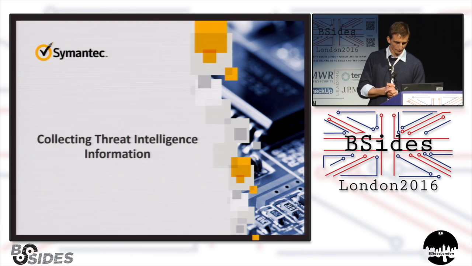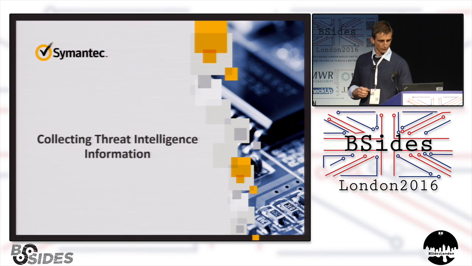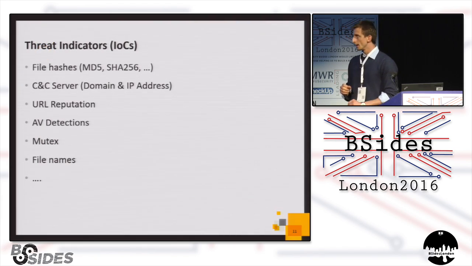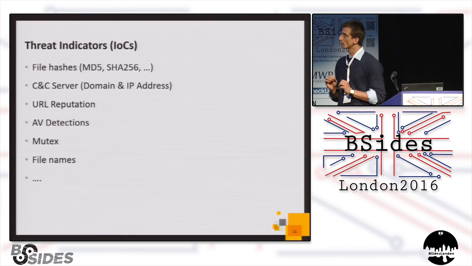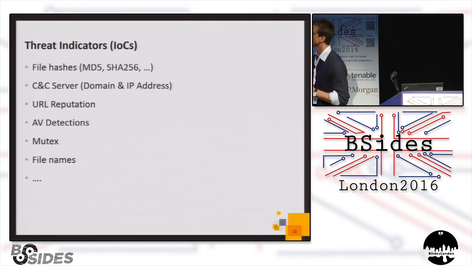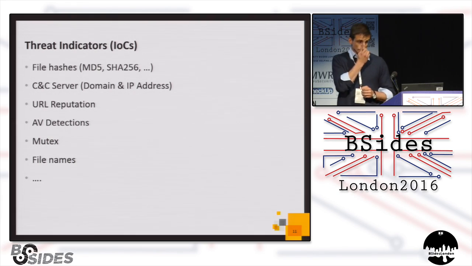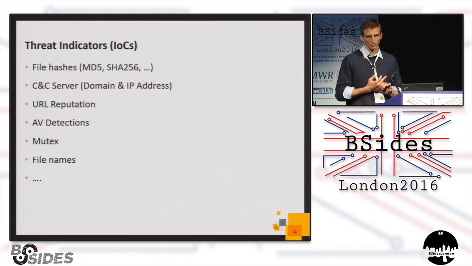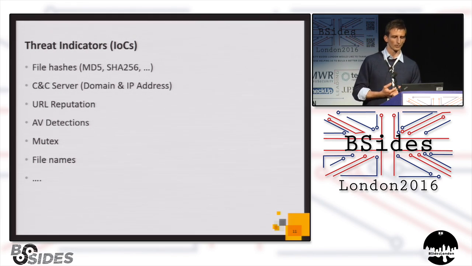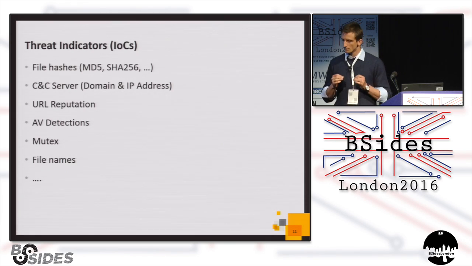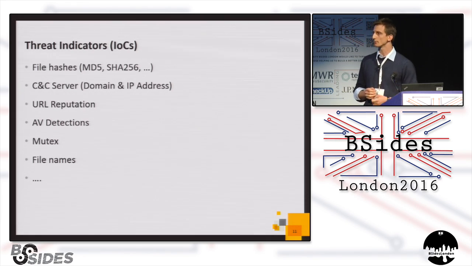That's the main thing about threat intelligence. It's very, very powerful. The main problem is that you need to link together lots of information. And where can you get this information from? For example, if you are talking about indicators of compromise, we can talk about MD5s, the domains, the IP addresses, the AV detections, the mutex names, the file names, and so on.